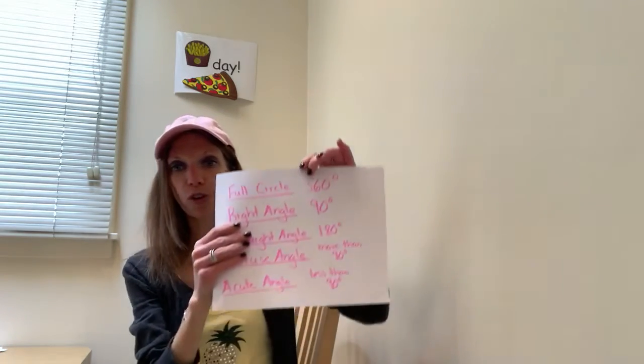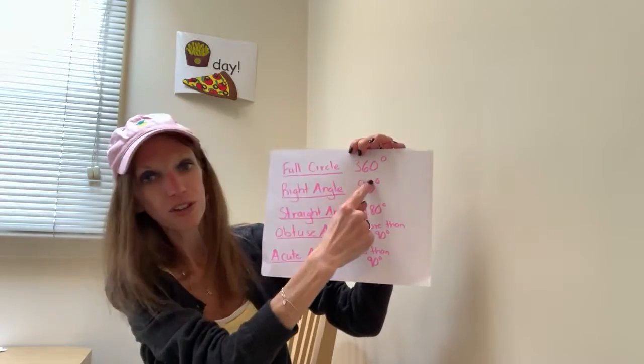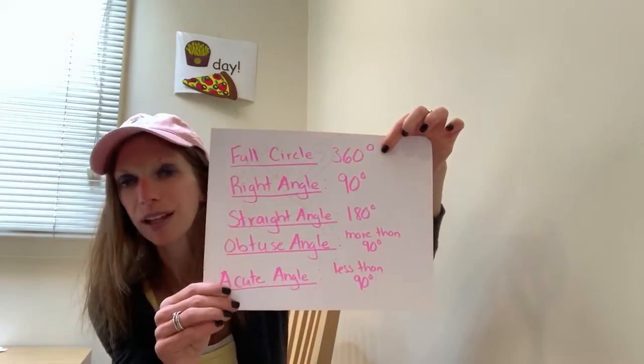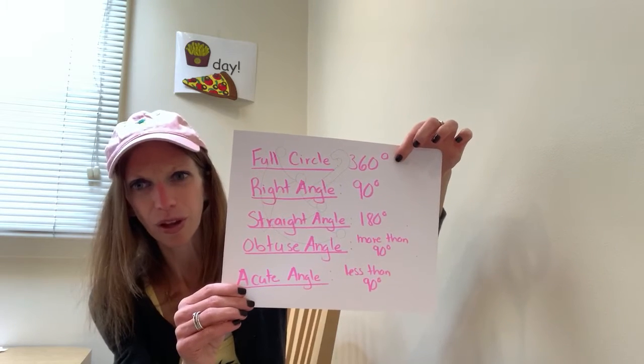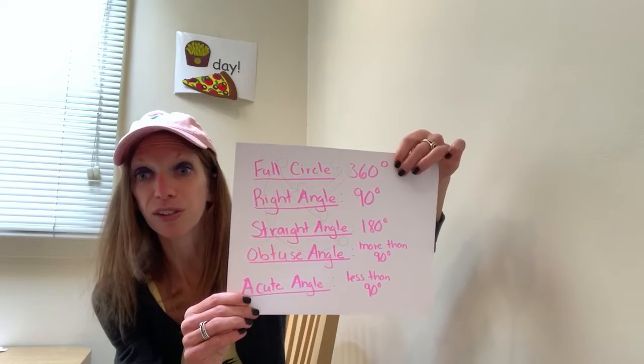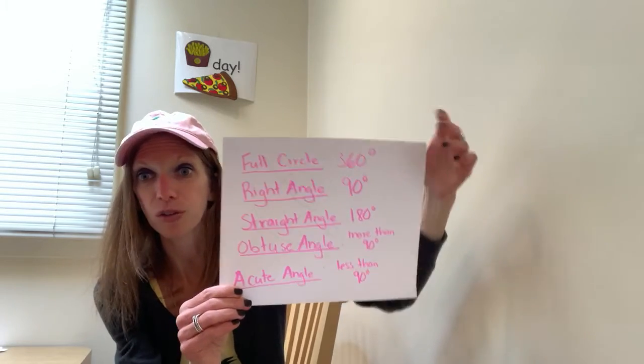So a full circle measures 360 degrees. That little symbol is the degree symbol. Now, there is no degree symbol on our keyboard when you type, so you're just going to write out the word degrees, and you'll see that in my example in our Google Doc.